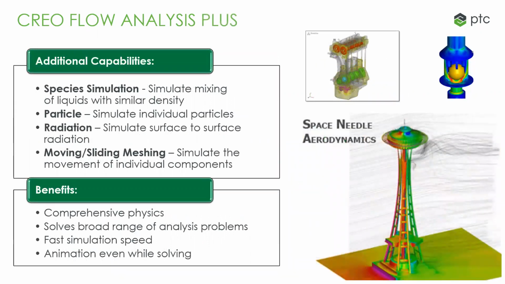If you want to analyze elements like individual particles or radiation, you might want to move up to the Plus package. This also gives the ability to simulate the movement of individual components. You can also animate the analysis even while it's running. So a few more options that you're going to get access to once you move up to the second option here.